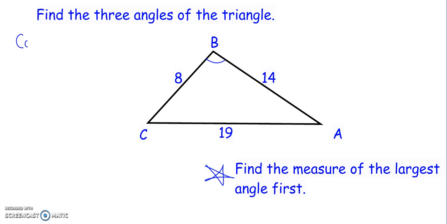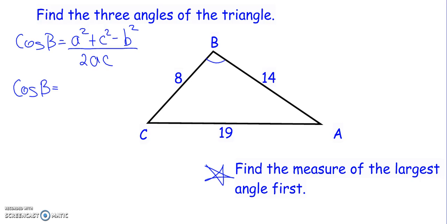I know that cosine B is equal to a squared plus c squared minus b squared all over 2ac. And I'm really just plugging in. So it's cosine B equals 8 squared plus 14 squared minus 19 squared all over 2 times 8 times 14. And this is just going to go into a calculator.